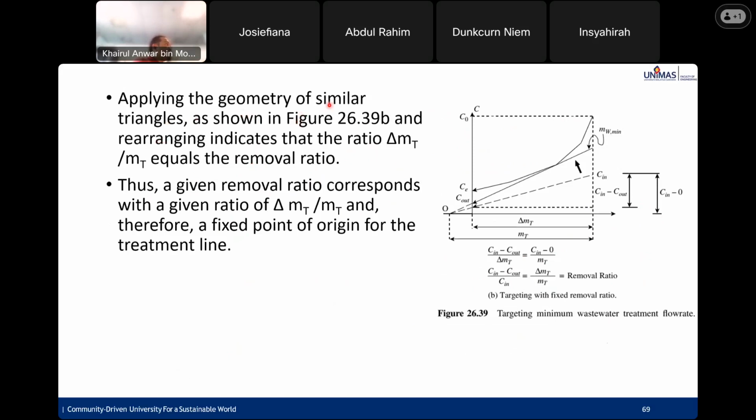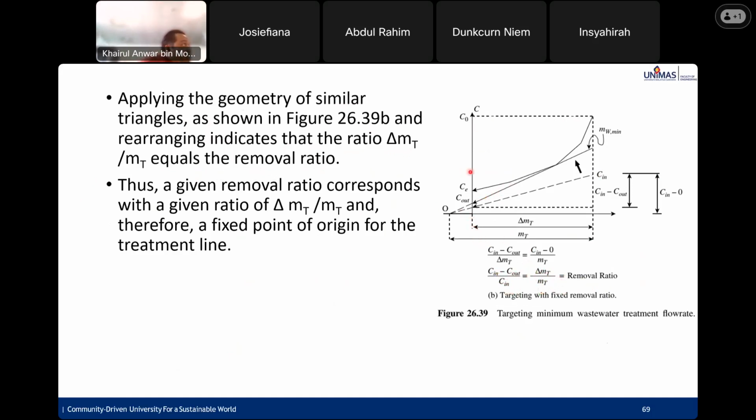Applying the geometry of similar triangles shown in figure 39, the engineering indicates that the ratio delta MT over MT equals the removal ratio. So in this case, the removal ratio is C in minus C out over C in, equal to delta MT over MT. So what is delta MT?